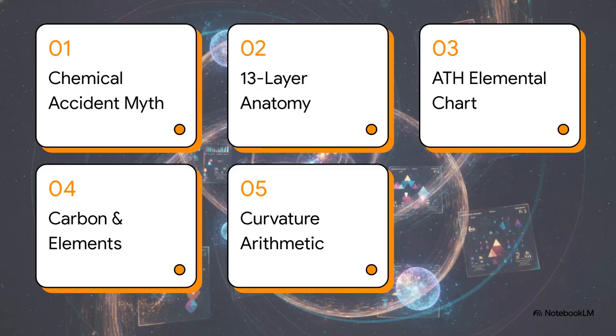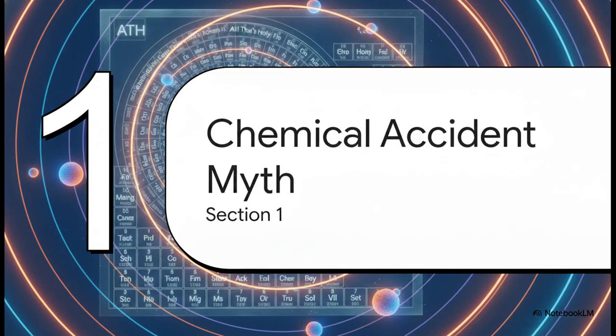Here's our clear holographic blueprint for today's explainer. We'll start by busting the chemical accident myth, then break down the 13-layer atomic anatomy, explore the true ATH elemental chart, zoom in on a few specific elements, and finally, wrap up with how chemistry is really just curvature arithmetic. Let's get to it. So, part 1, the chemical accident myth.